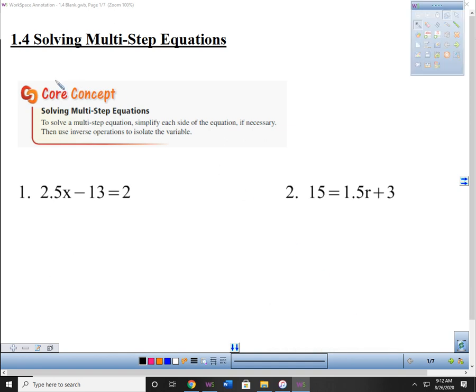All right. So to solve a multi-step equation, that just means more than one step, simplify each side of the equation if necessary, then use the inverse operations to isolate the variable. So what that means is you're going to look on each side and say, do I have any like terms that I can put together? Okay? And then you're going to do your order of operations backwards.